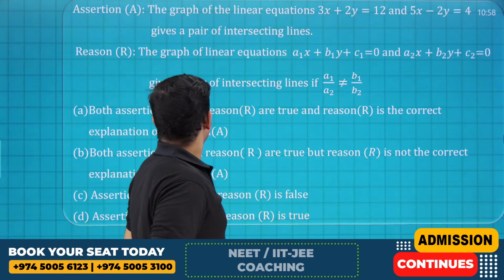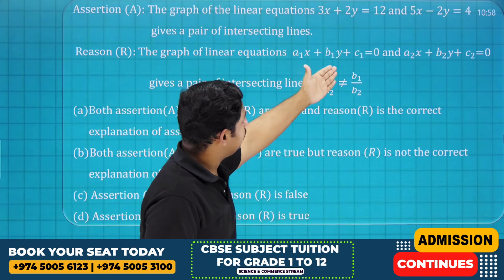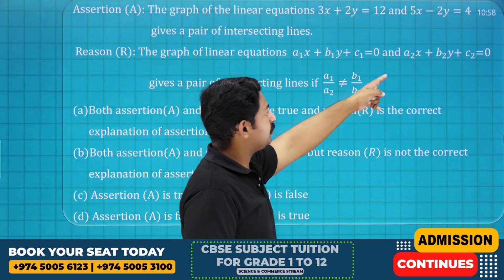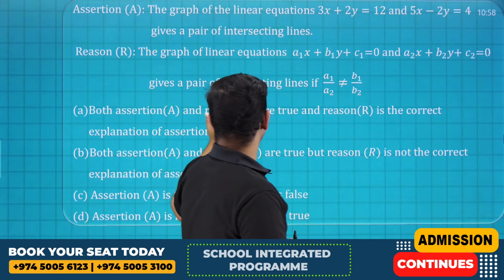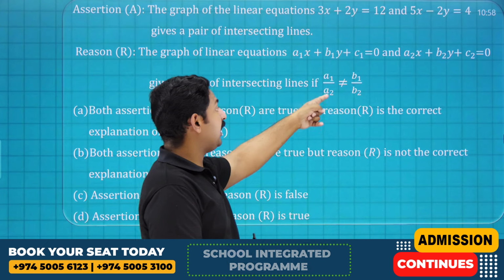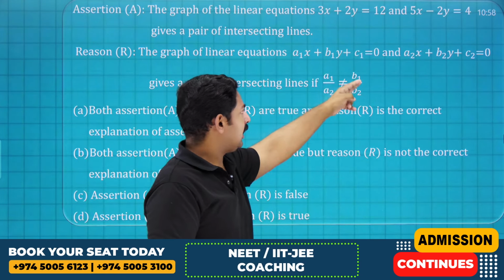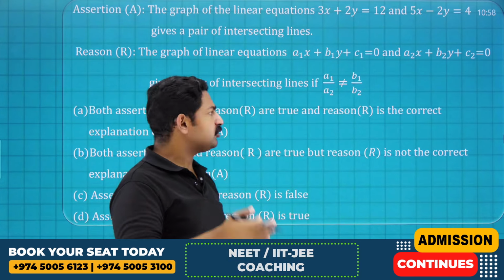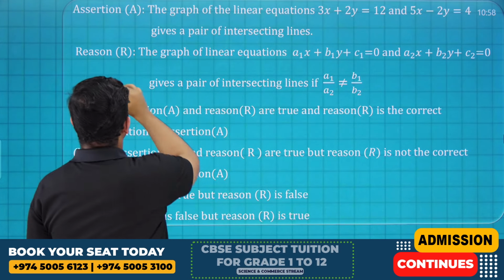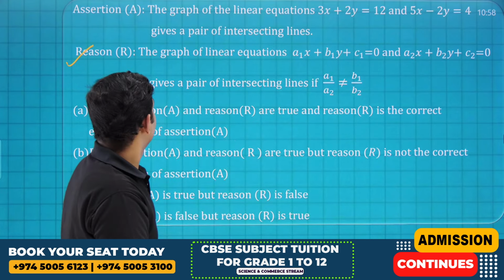And the next one. Here also the reason given is the graph of the linear equations a1x plus b1y plus c1 equal to 0 and a2x plus b2y plus c2 equal to 0 gives a pair of intersecting lines if a1 by a2 not equal to b1 by b2. So that's correct. If this given condition happens, a1 by a2 not equal to b1 by b2, then definitely there will be intersecting lines. So the reason is correct, it is true. So we need to check the assertion also.